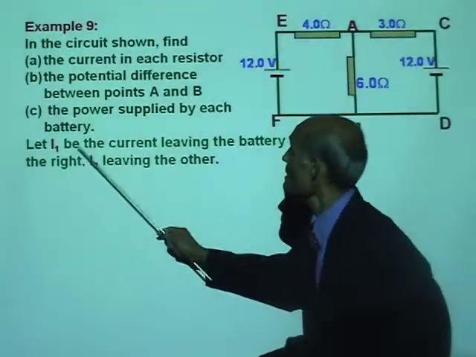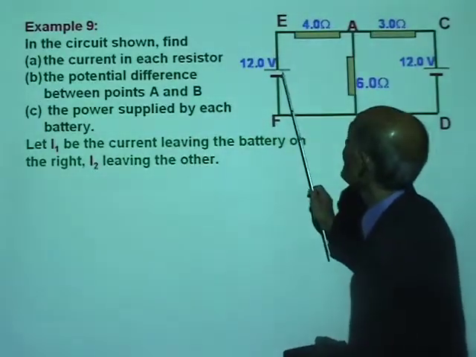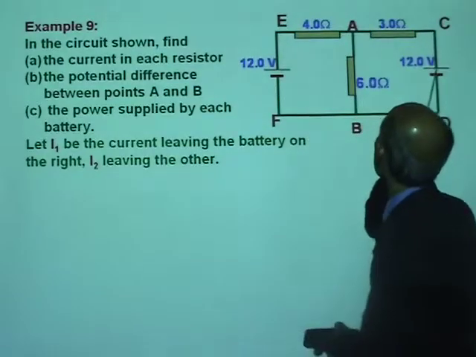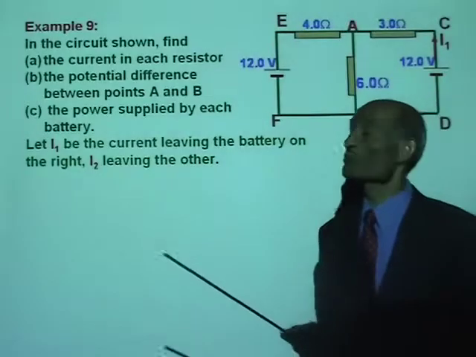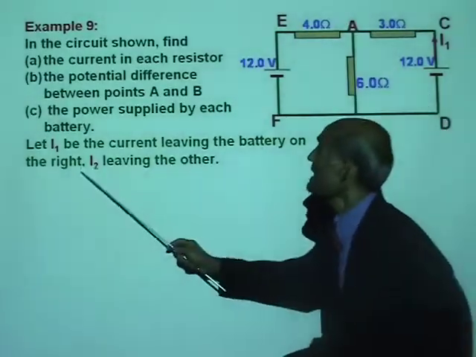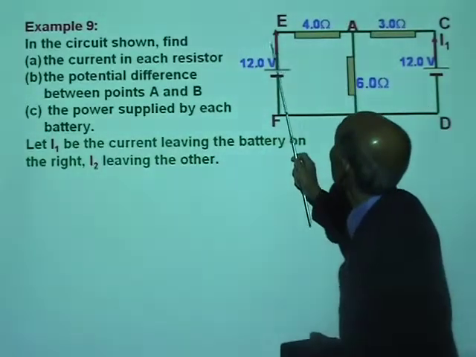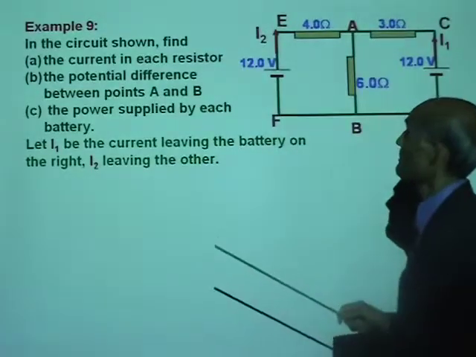So, let I1 be the current leaving the battery on the right. So let that be I1, the current leaving the battery on the right. And let I2 be the current leaving the battery on the left.